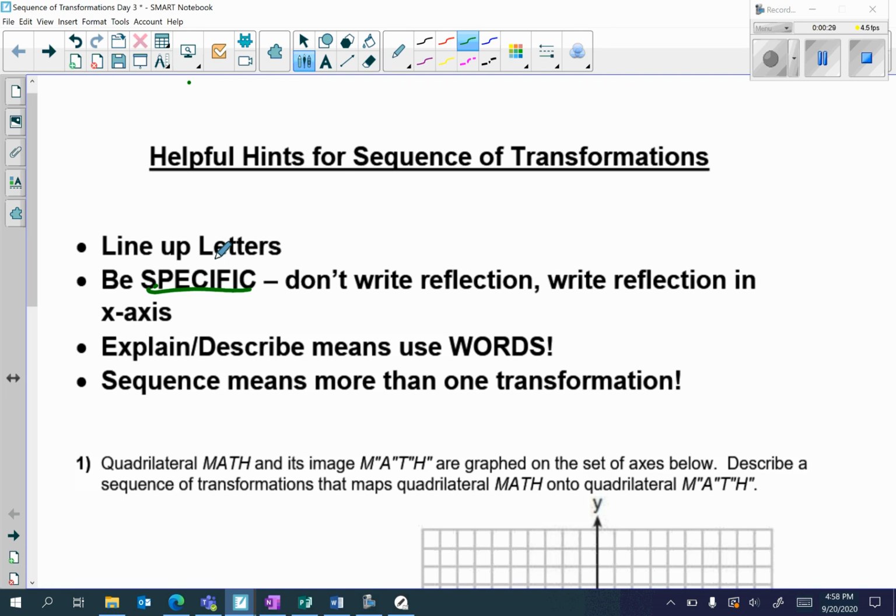Next, explain or describe means use words. And remember, a sequence means more than one transformation. So you have to have multiple transformations. Let's take a look at the first example.